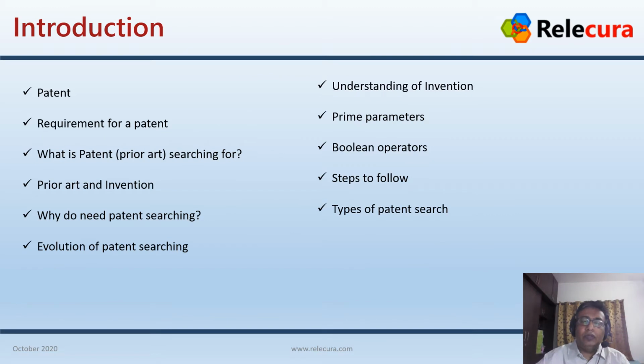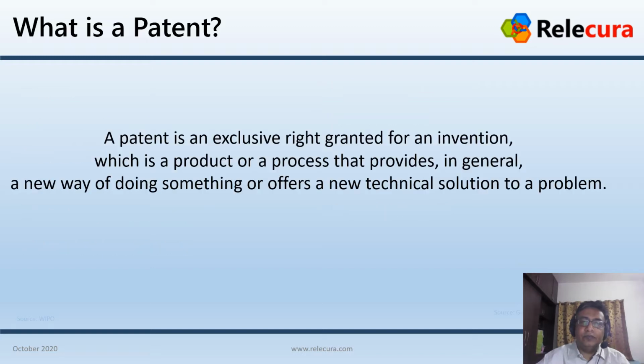Today we are going to cover patents, requirements for a patent, prior art search, prime parameters, and at the last, types of patent search.